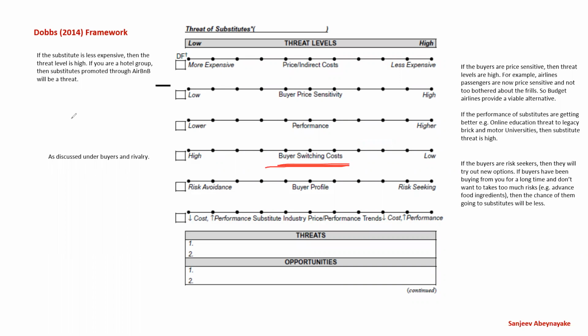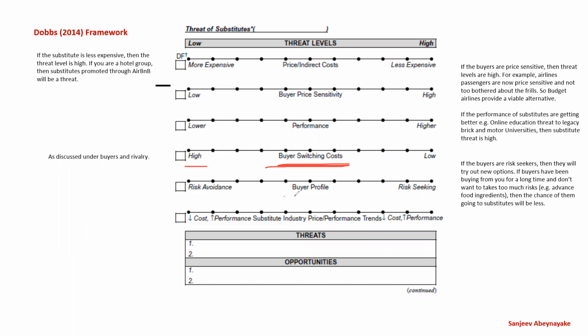Right? If the buyers can switch without much of an issue, then your threat of substitutes is very high. Right? If the buyer switching cost is very low, that means they will quickly go to a substitute. But if the buyer has to spend a lot of money, then they're not going to take that risk.